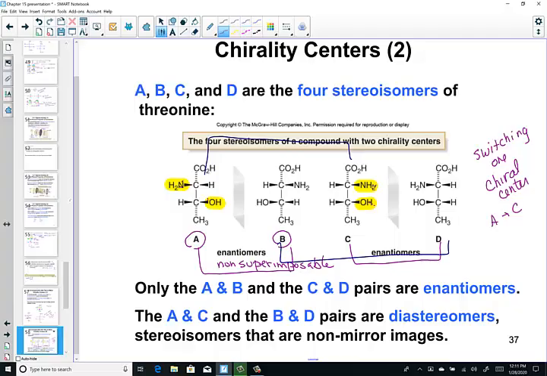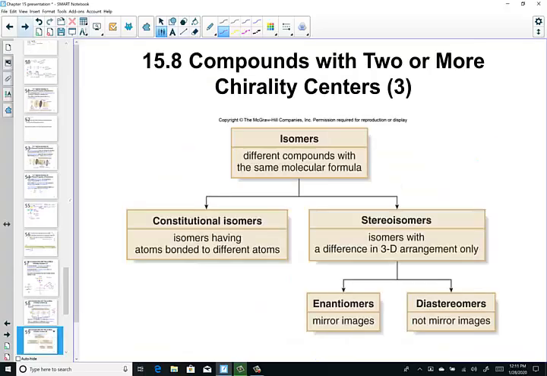They're not mirror images because notice that in A, the amine and hydroxyl group are on opposite sides of the carbon chain. But in structure C, they're on the same side of the carbon chain. Therefore, they're not going to reflect the same at all. C and D were drawn as mirror images. A and B were drawn as mirror images. They are enantiomers of one another. But A with C or A with D, any of the other two, are diastereomers, not mirror images.